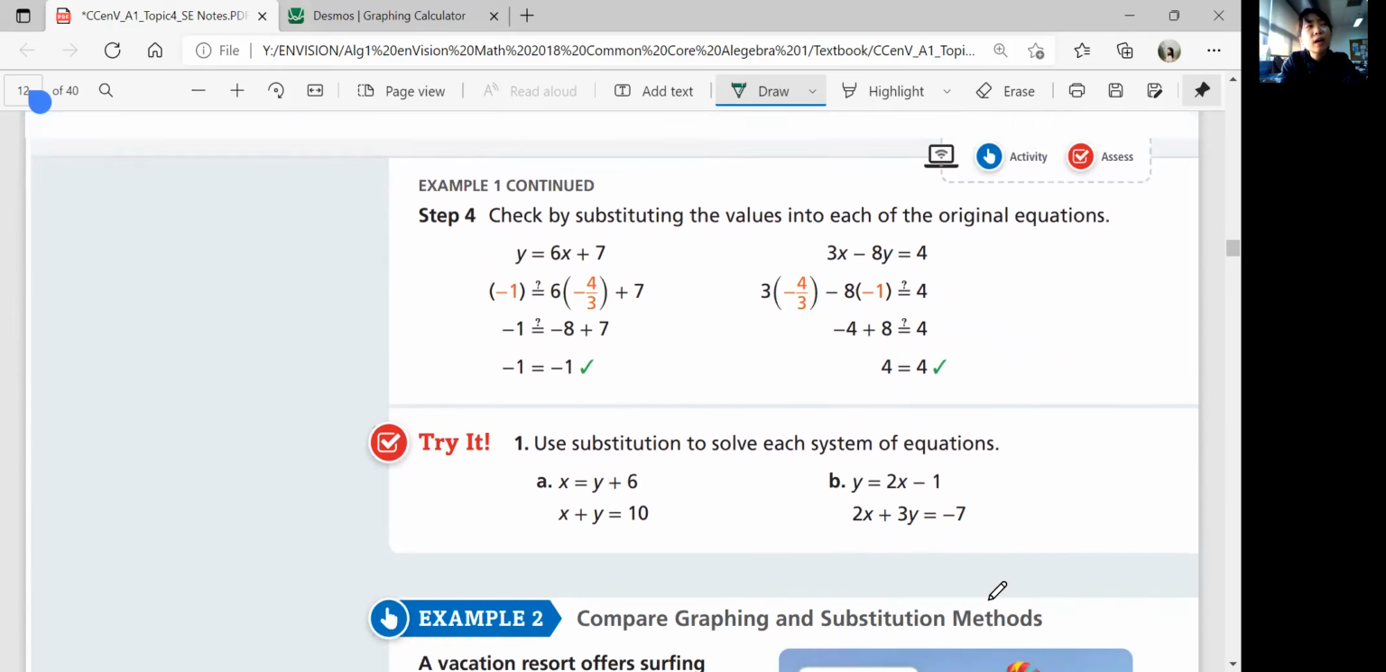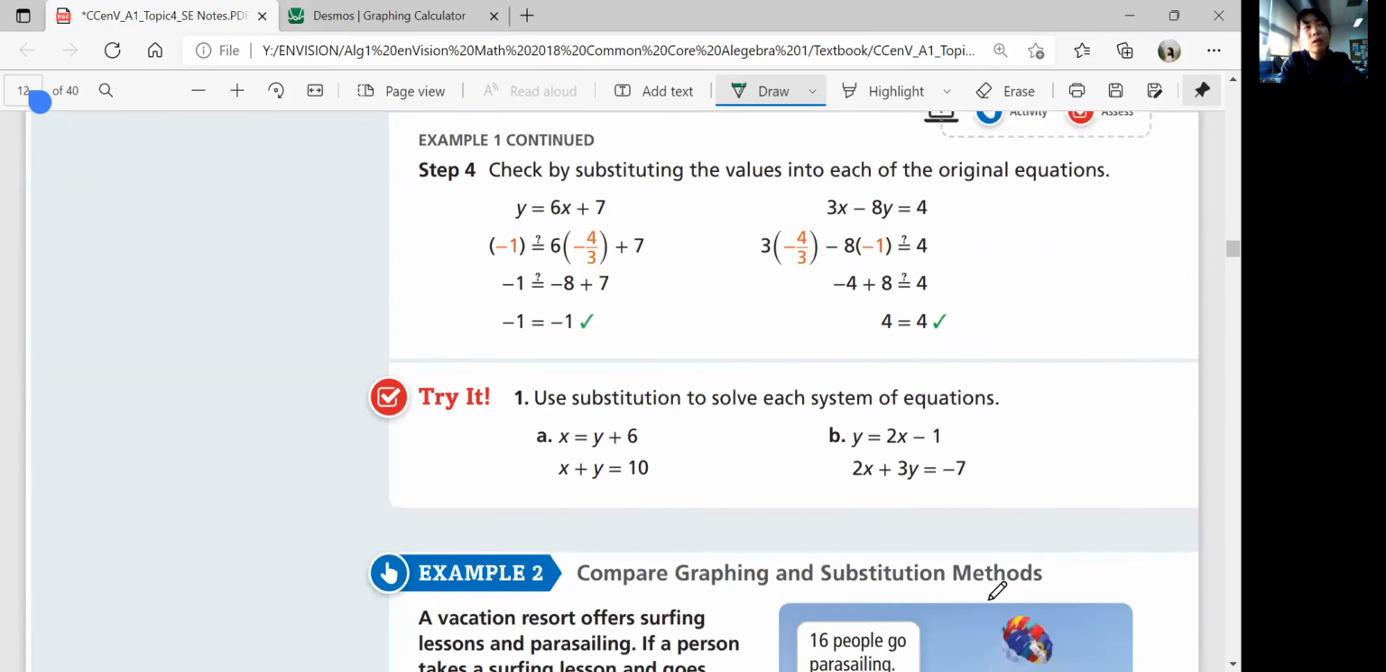Let's look at try number 1AB. Use substitution to solve each system of equations. Come back when you are ready.